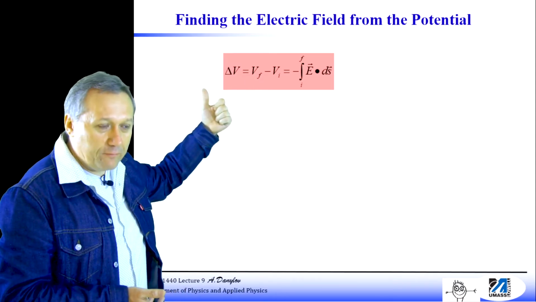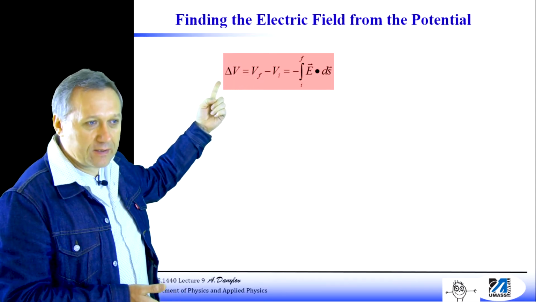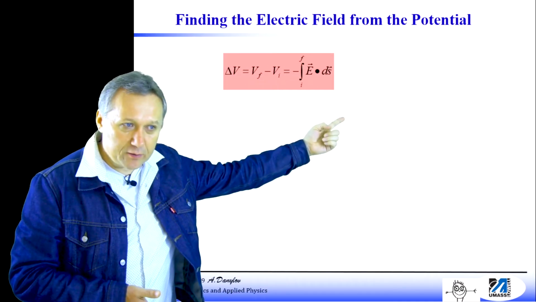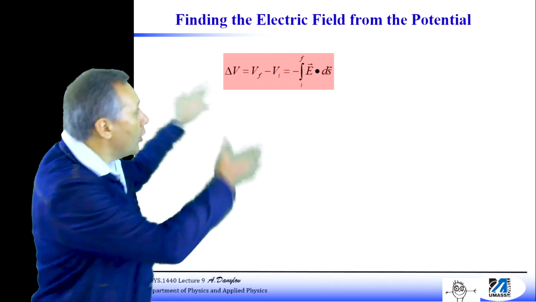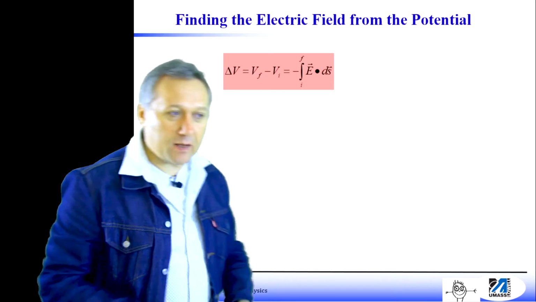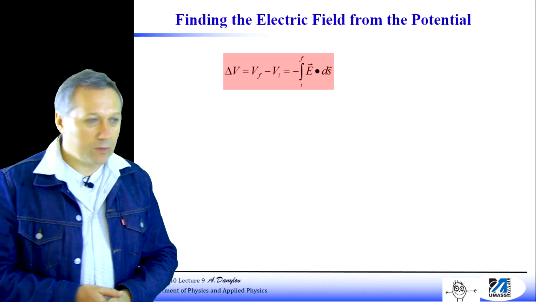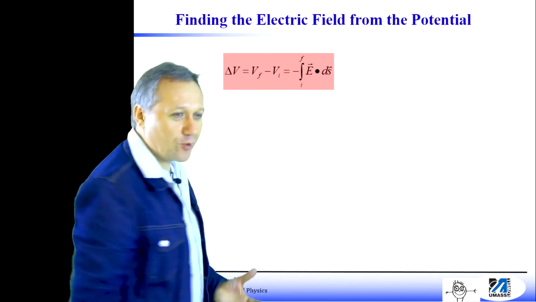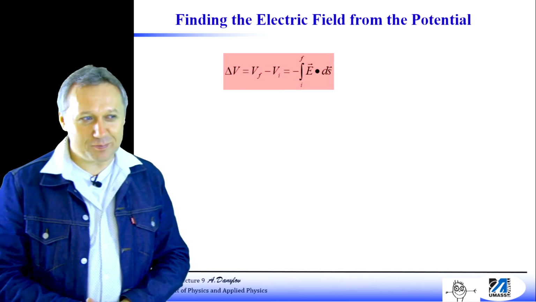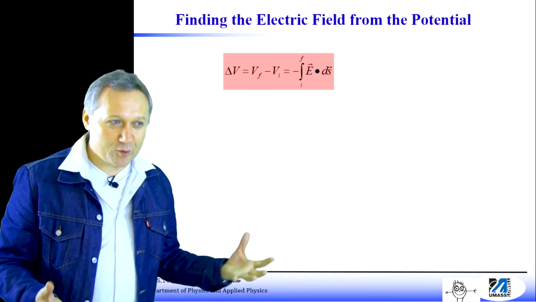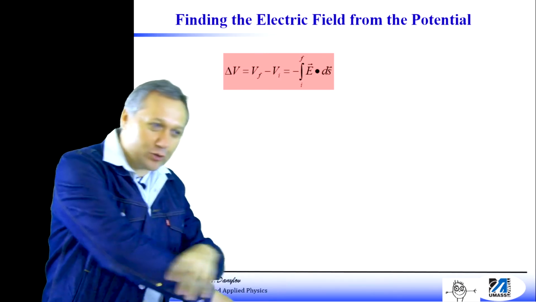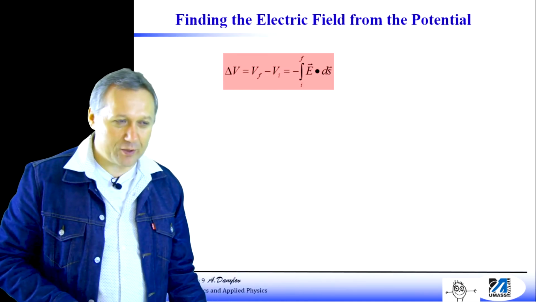We have voltage on the left hand side. We have electric field on the right hand side. So pretty much all the players are here already. But of course, they are arranged not in the correct order. So what do we have to do with this? We just need to turn this equation inside out.